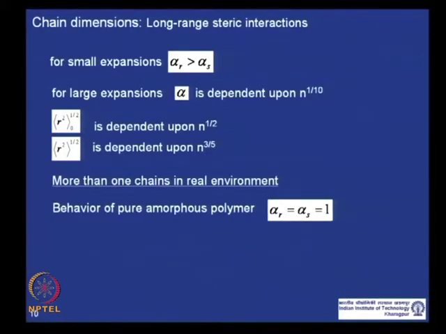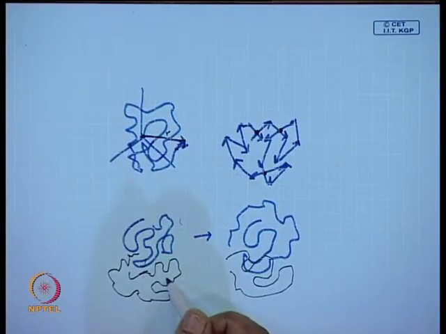So, in the case of a pure amorphous polymer, the expansion factor becomes 1, because there are two opposing effects: the intramolecular one causing the chain to expand, whereas the intermolecular one is trying to cause the chain to compact. What happens in a dilute solution? Now, in a dilute solution, there are not many polymer chains. I wrote this two because you are talking about a pure amorphous polymer, where there is no solvent.